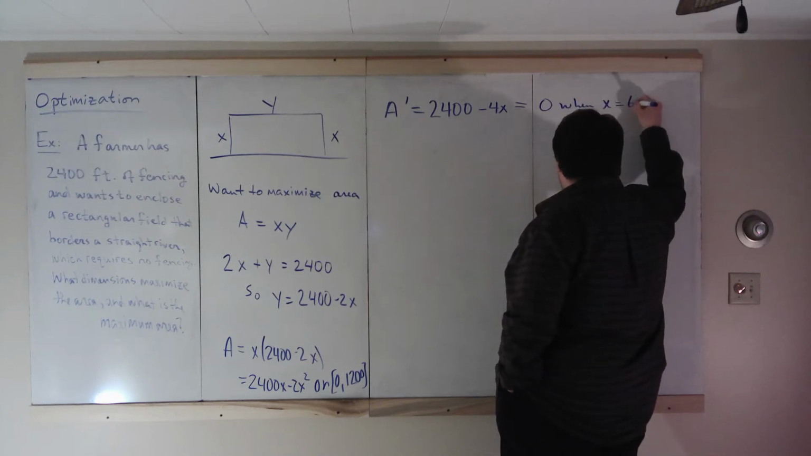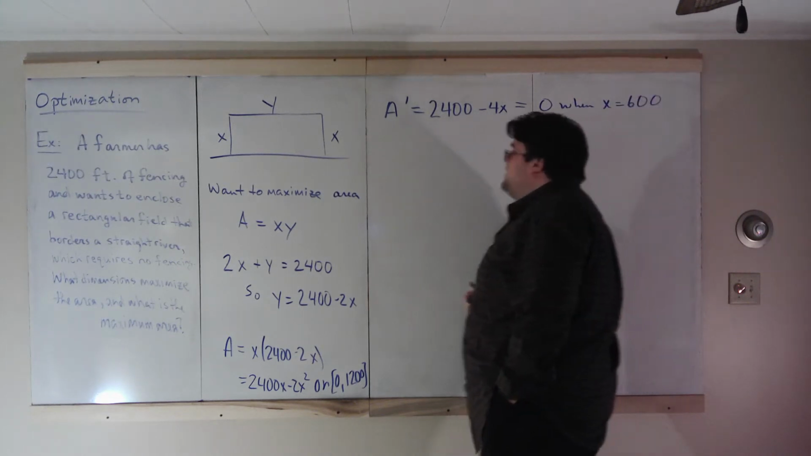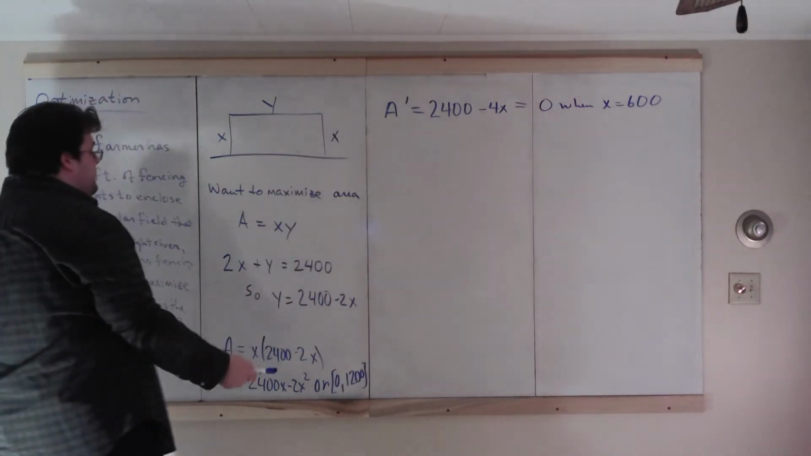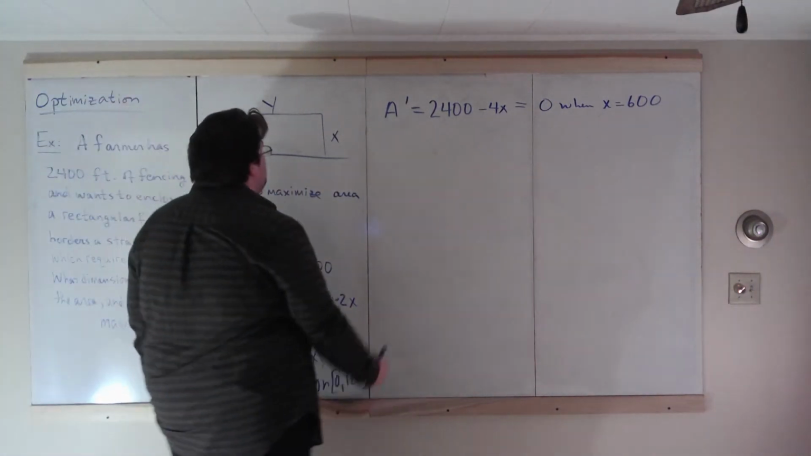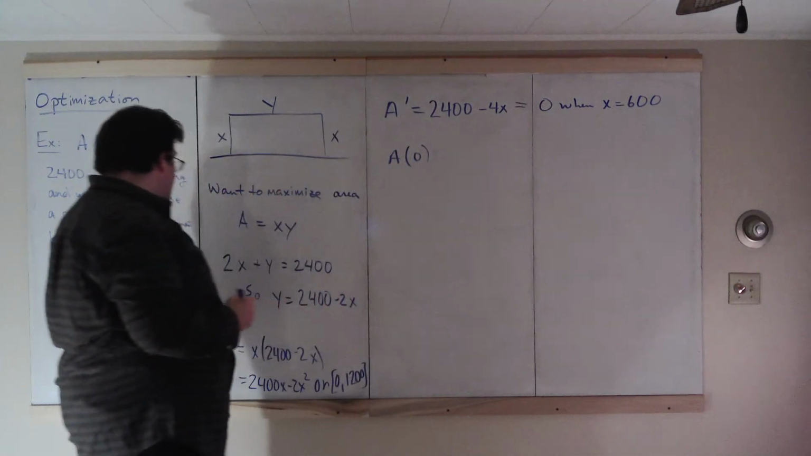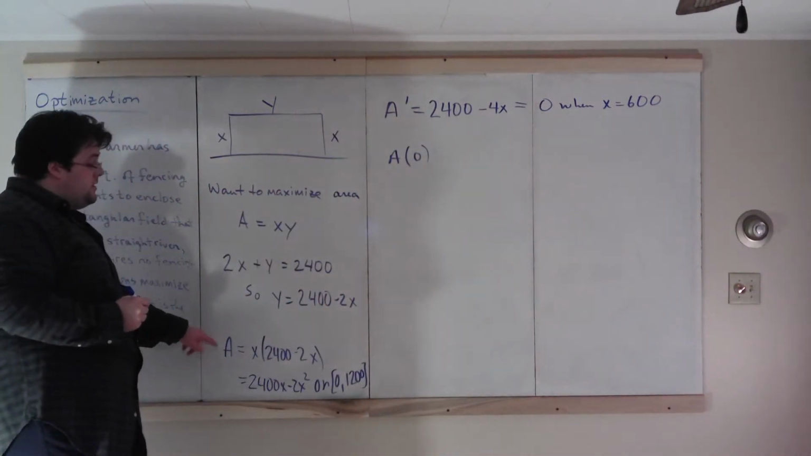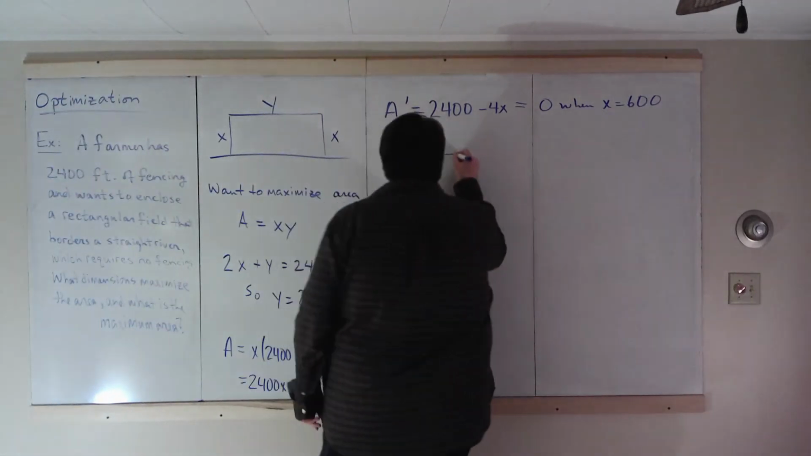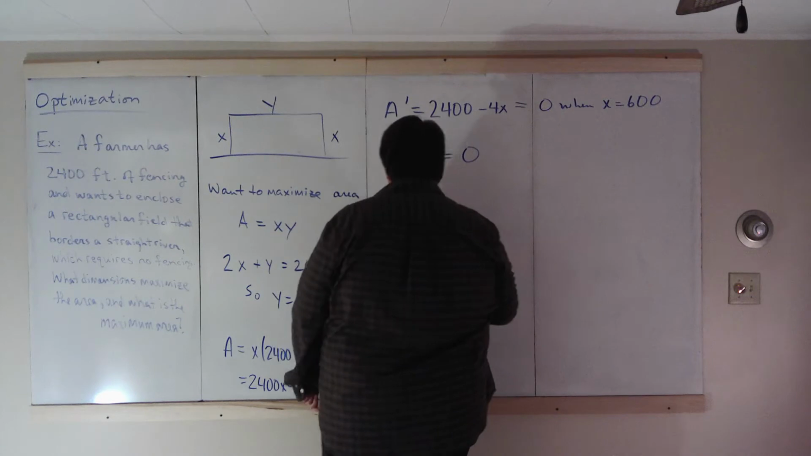Well, it's 0 when x equals 600. So now, let's compare the area at our critical points and our endpoints. So area evaluated at x equals 0. Notice down here, area is a function of x, and only x down here. Area at 0, well, if x equals 0, the area is 0.